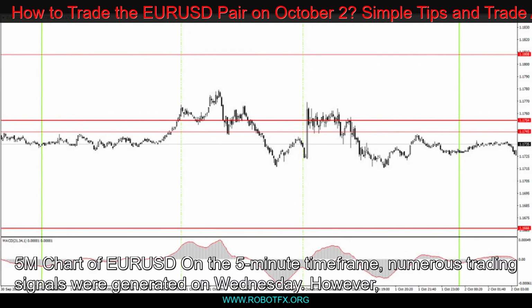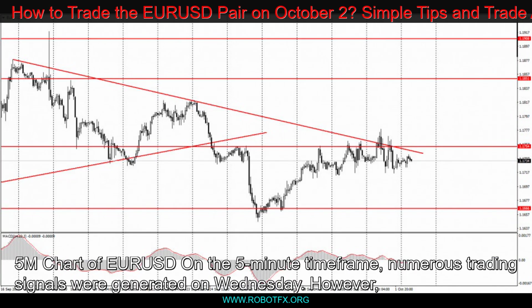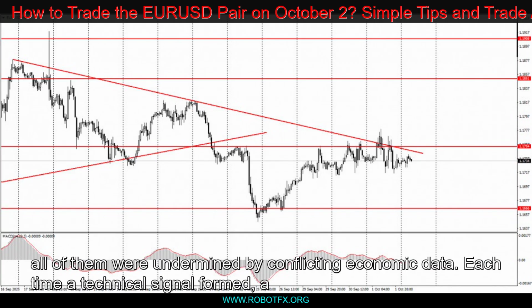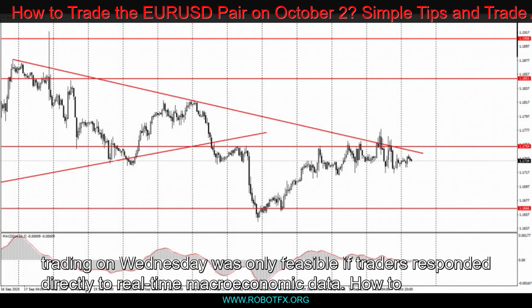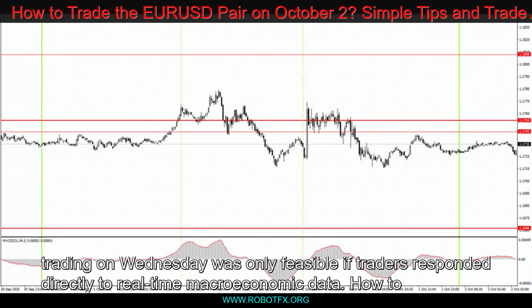5M chart of EURUSD on the 5-minute time frame. Numerous trading signals were generated on Wednesday. However, all of them were undermined by conflicting economic data. Each time a technical signal formed, a new macro report would be released shortly afterward, reversing the current price direction. For this reason, trading on Wednesday was only feasible if traders responded directly to real-time macroeconomic data.